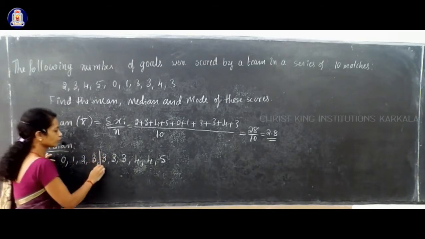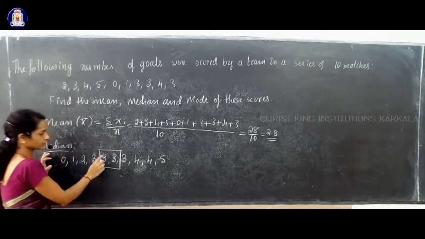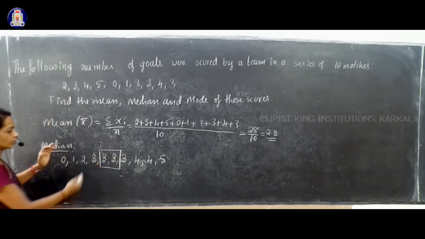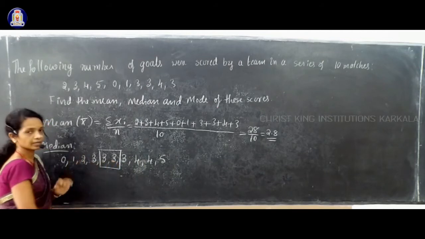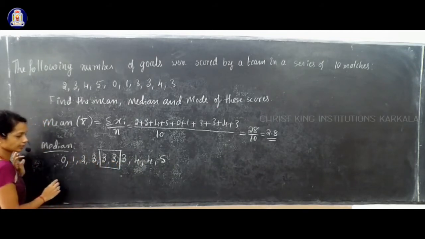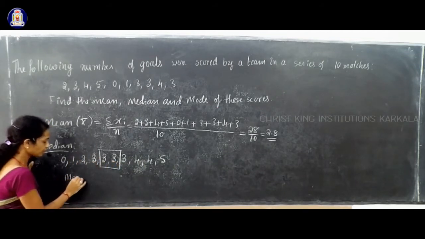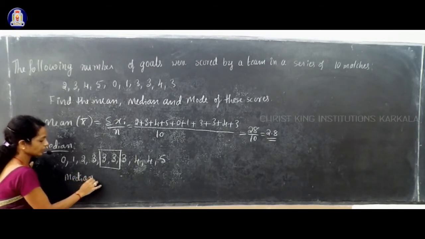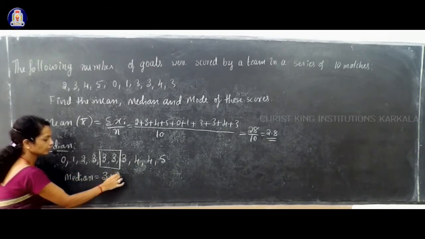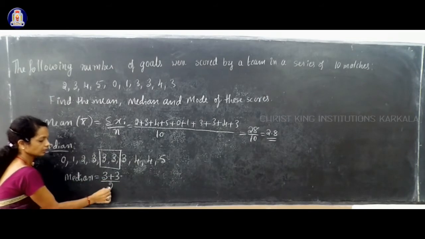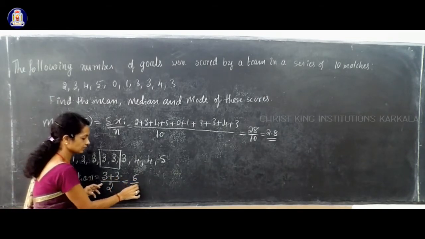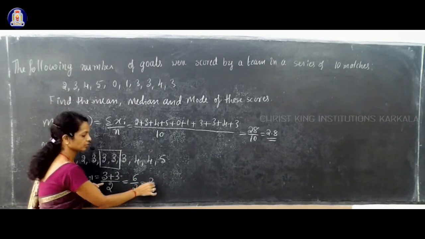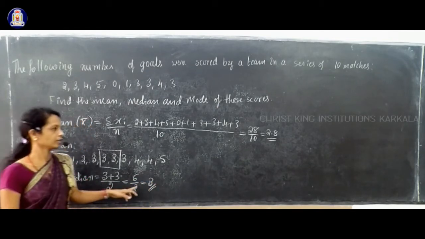Okay, so which are the 2 middlemost scores? That are 3 and 3. If you delete the first 4 and last 4, in the middle you will get 2 scores. Take the sum of those and divide by 2. So the median here is the sum of the 2 middlemost scores, 3 plus 3, divided by 2. 3 plus 3 is 6, 6 divided by 2 is 3. Okay, so the median is 3.